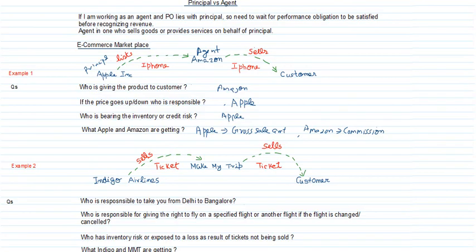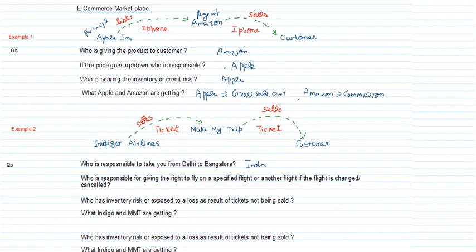Now, who is responsible here to take the customer from Delhi to Bangalore? Is it Make My Trip or Indigo Airlines? Let's understand that Make My Trip is responsible to assist the customer in resolving any complaints with the services provided by the airline, which is Indigo. However, it is Indigo which is responsible to fulfill the obligation associated with the tickets, including any remedies to be provided to the customer for any dissatisfaction with the service. So it is Indigo who is responsible to fulfill the obligation on the ticket to take the customer from Delhi to Bangalore.